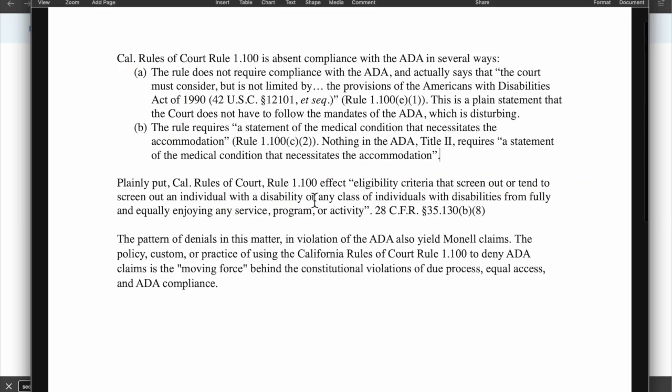Plainly put, California Rules of Court 1.100 affect eligibility criteria that screen out or tend to screen out an individual with a disability or any class of individuals with disabilities from fully and equally enjoying any service, program, or activity. That's found in 28 CFR 35.130B8. It's prohibited to set up eligibility criteria that screen out individuals with disabilities. And that's what this rule does.